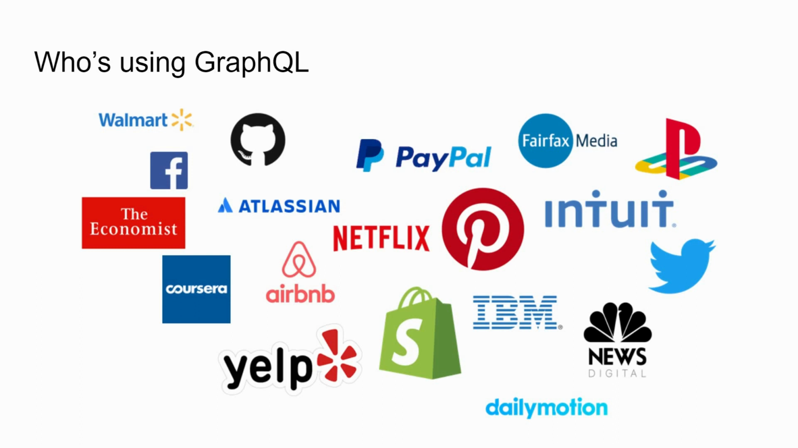So who's using it? According to official information on the GraphQL website, more than 100 big companies are using this technology, including Netflix, Atlassian, Airbnb, GitHub, etc.